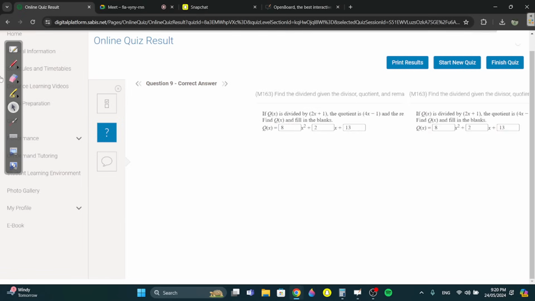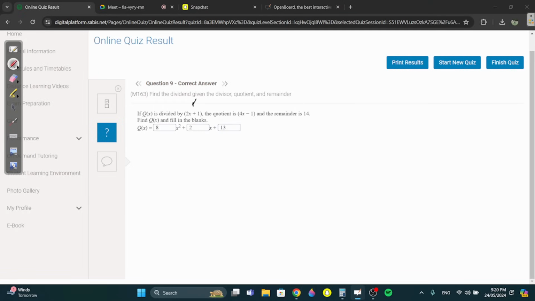Question 9. Okay, if q of x is divided by 2x plus 1, the quotient is 4x minus 1, and the remainder is 14. Find q of x. So basically, q of x is equal to these two multiplied by each other plus the remainder, right? So 2x plus 1 times 4x minus 1 plus 14.